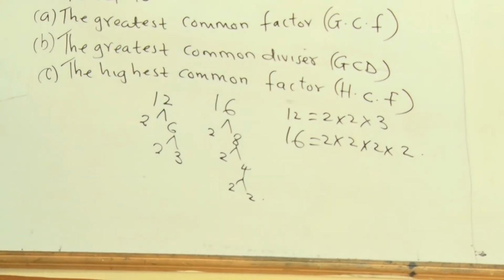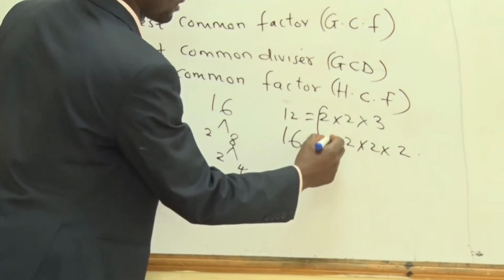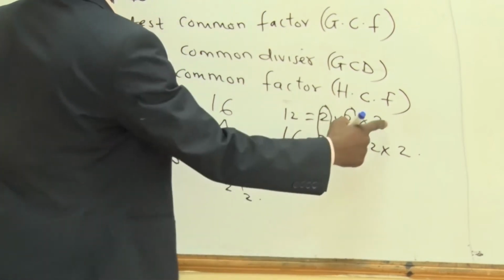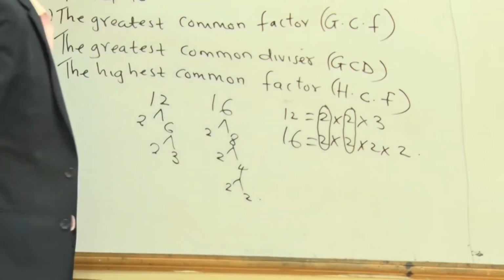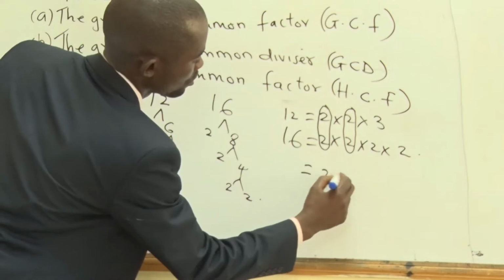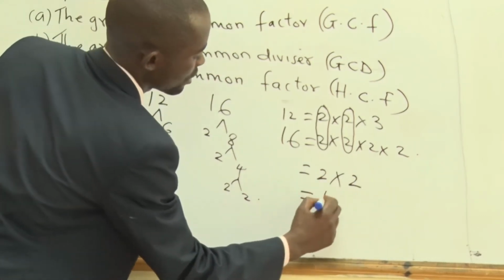After you have done that, you identify the common factors. This one is common. This one is also common. You have 3 here which does not exist on the other side. So the common factors are 2 and 2. If you take the product of these, you will get 4.